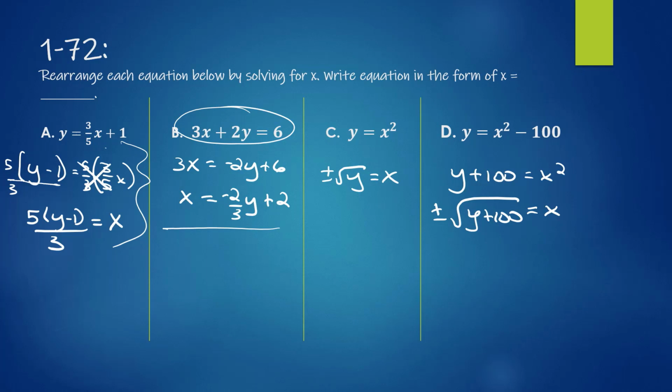Part C is pretty simple. You're just taking the square root of x squared, but you got to remember to put that plus or minus there. I don't like doing white with white in case you get confused, but remember to put the plus or minus there. Okay. Part D is the same. You're adding 100 to each side and then taking the square root, but don't forget, you need that plus or minus there. And that pretty much ends 1-72.